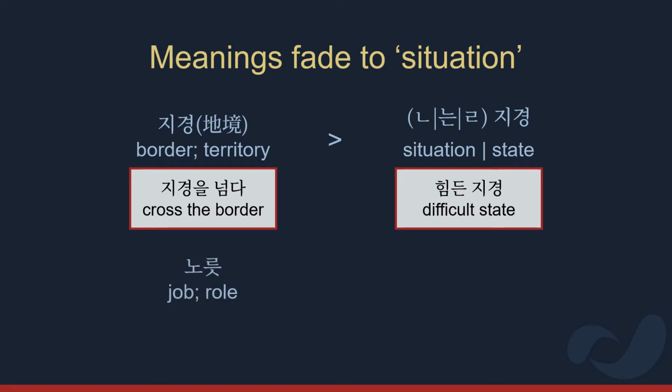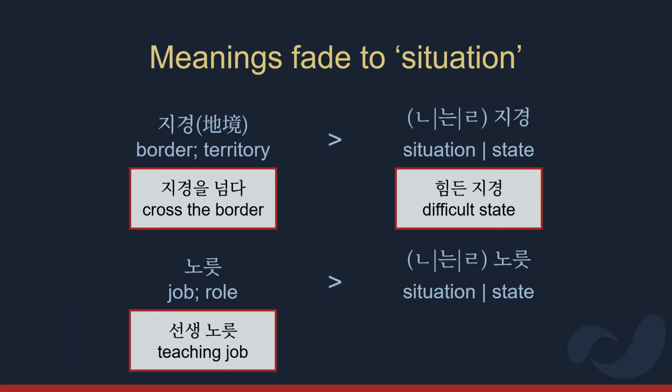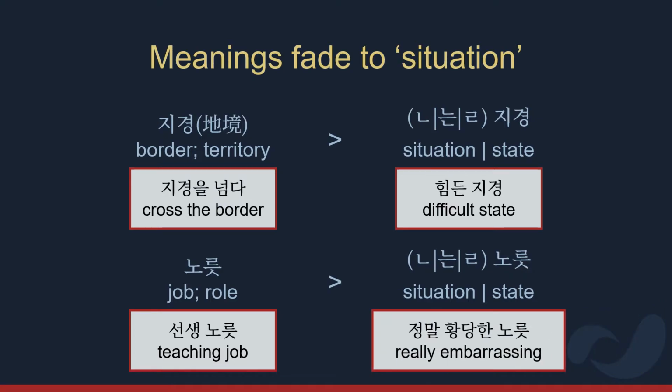The second example is 노릇, which went from meaning job or role to also having a neutralized meaning of situation or state. Compare for example 선생 노릇, which is teaching job, with 정말 황당한 노릇, which describes a really embarrassing situation. With these two examples, we can see how nouns go from having a strong and specific meaning to being used to describe general situations.